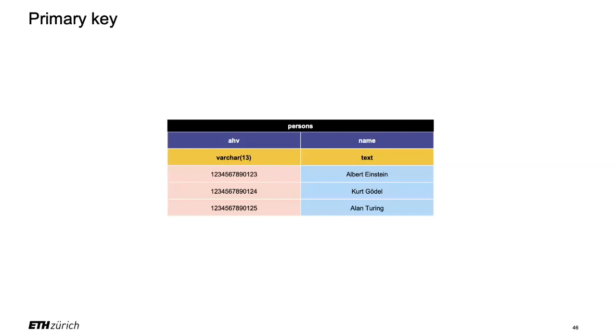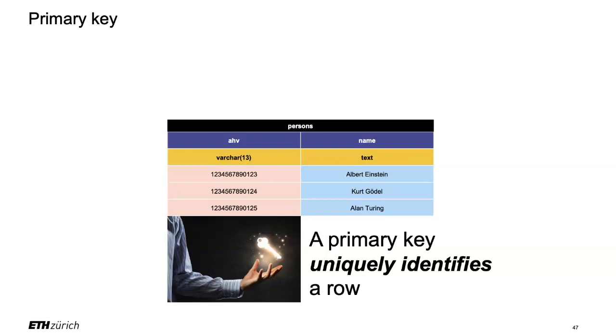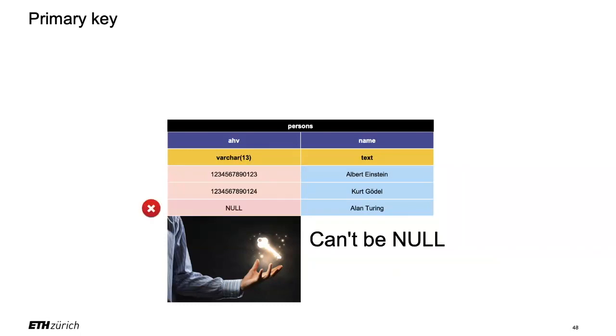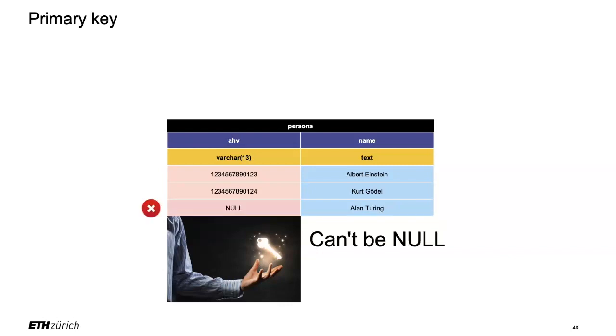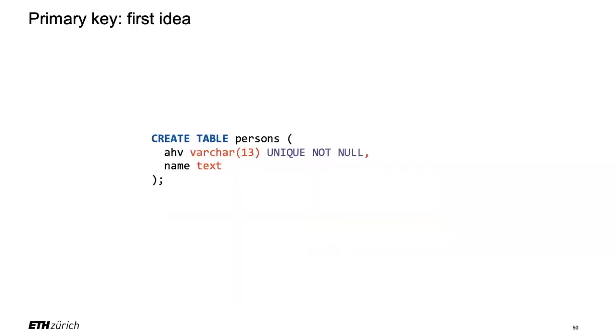But I'll still tell you how to declare that in PostgreSQL, right? So a primary key uniquely identifies the rows. It cannot be null, right? That's not okay. It has to exist. But now you're going to tell me we already know how to do that because we have unique and we have not null, right? So why don't I just put unique not null and that does the trick, right? Does exactly what I want.